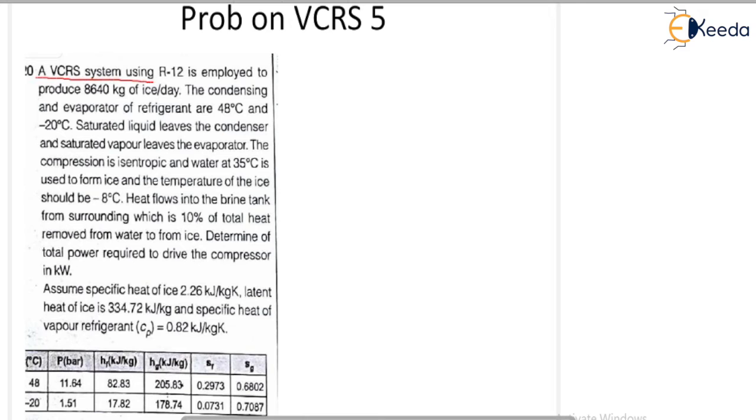A VCRS system using R12 is employed to produce 8640 kg of ice in a day. That means a VCRS system using R12 as a refrigerant is going to produce approximately 8640 kg of ice per day. Per day, this refrigeration plant is going to produce 8640 kg of ice.